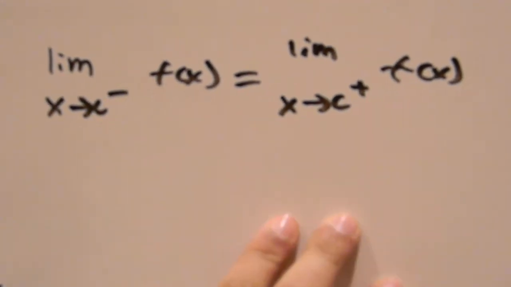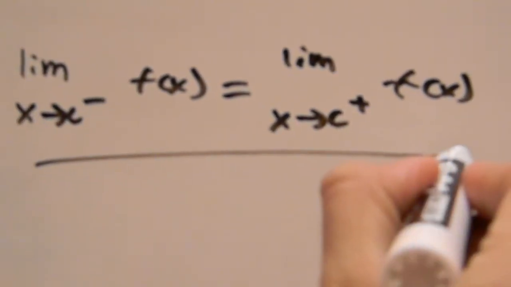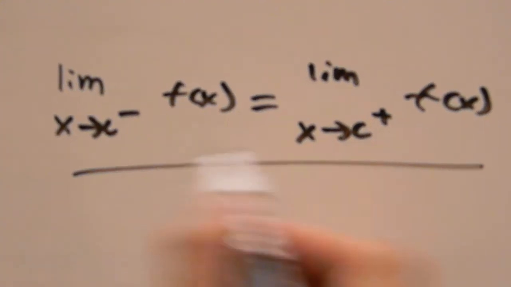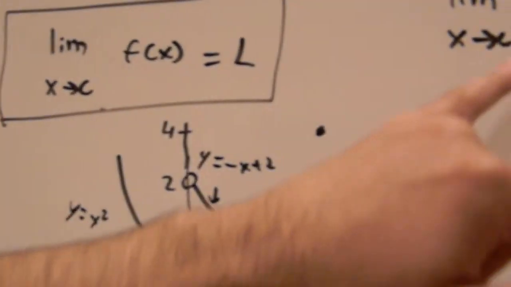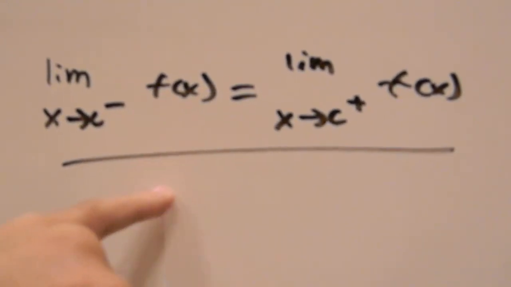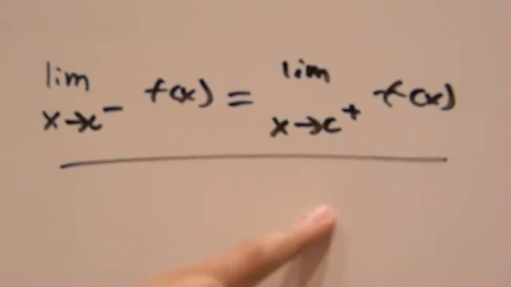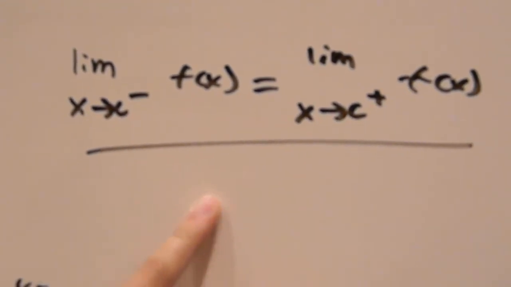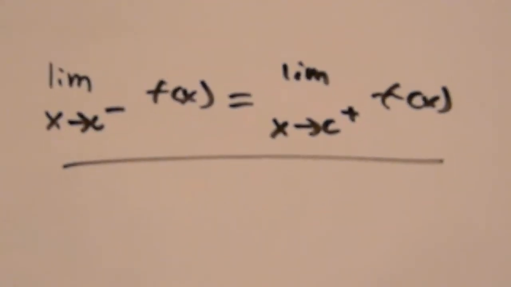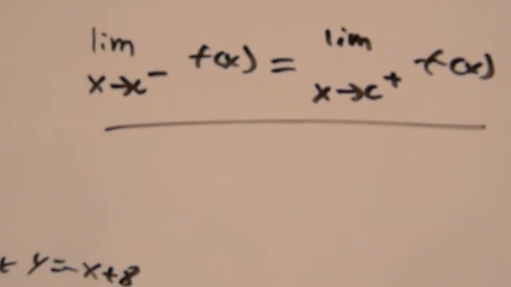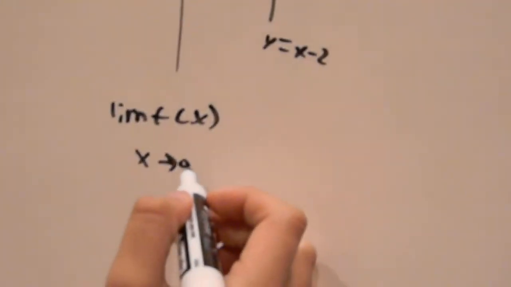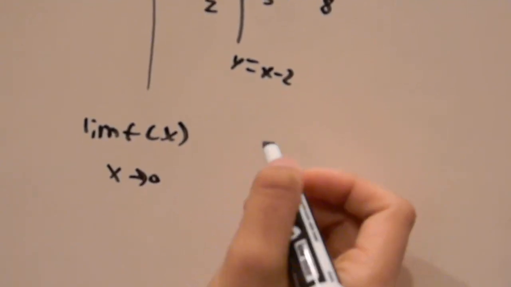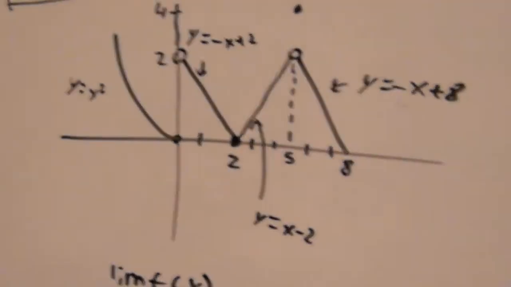This is how that's written, and this here is imperative. It has to hold true for the limit as x approaches c to exist in general. But these individual limits can exist by themselves as x approaches c from the left and from the right. If they're equal, then we can say the limit as x approaches c exists. So the limit as x approaches 0 here, does it exist, does it not exist, and if it does, what's the value?